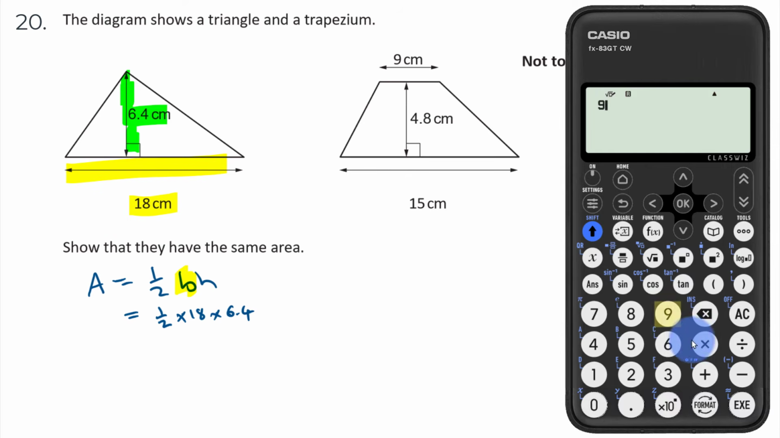So half of 18 is 9. I'm just going to type into my calculator 9 times 6.4. And that comes out to be 57.6.